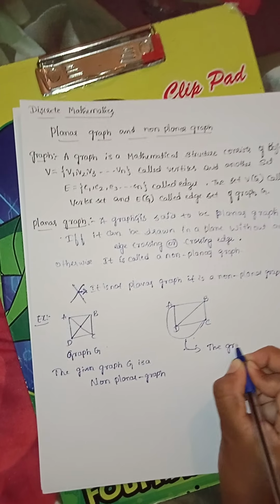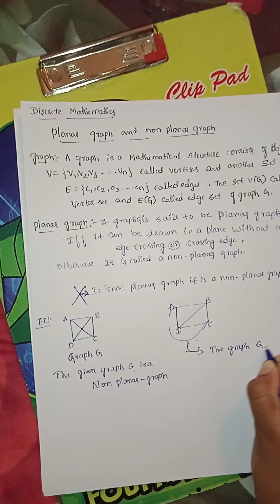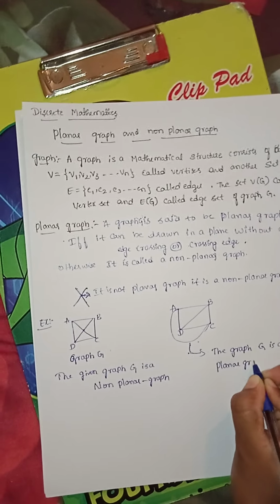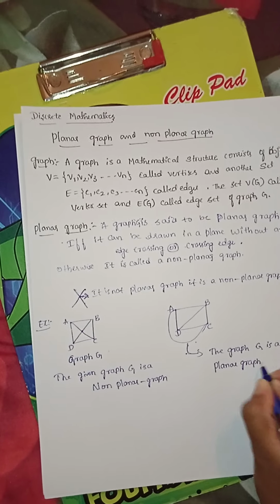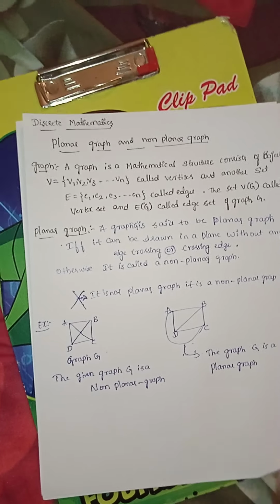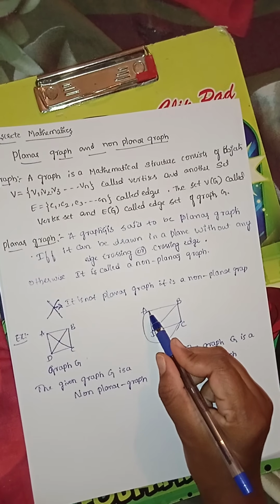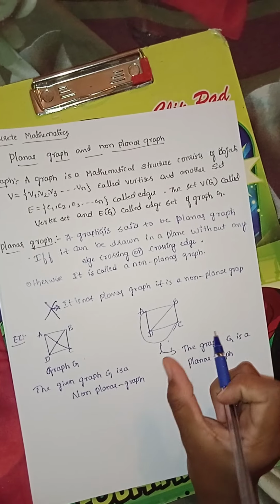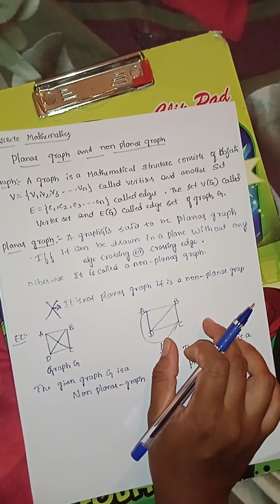The graph G is a planar graph because there are no crossing edges. We see that no edges are crossing each other, so it is called a planar graph. This is the example for a planar graph.